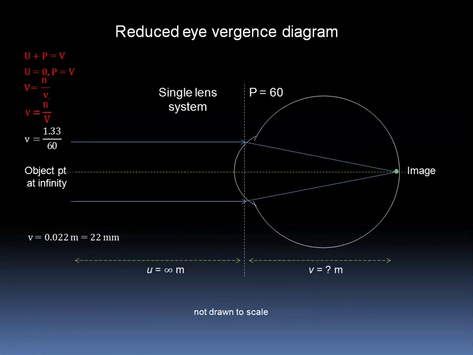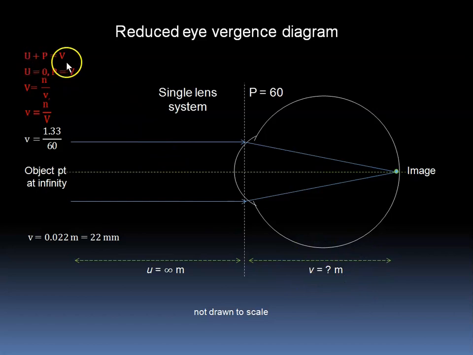This is a reduced eye vergence diagram. What this means is that we have simplified the eye optics so that we consider the power to be in one plane, roughly around 60 diopters, in a single lens system. Here we have an object point far away at infinity. The rays are non-vergent. If the power of the lens is 60, then the rays will be focused to the secondary focal point of this lens system. The question is, what is that distance v?